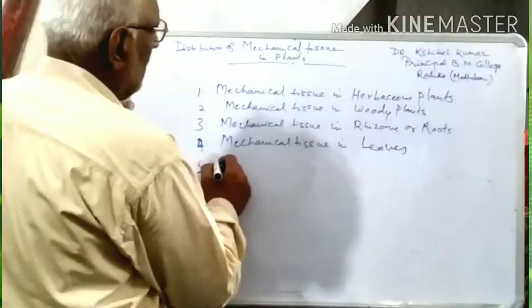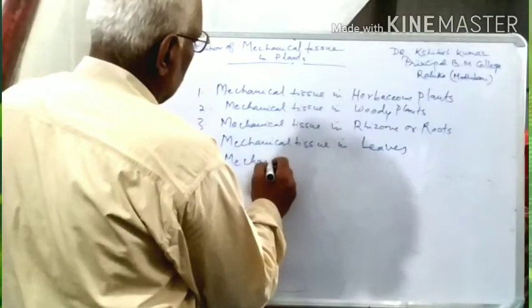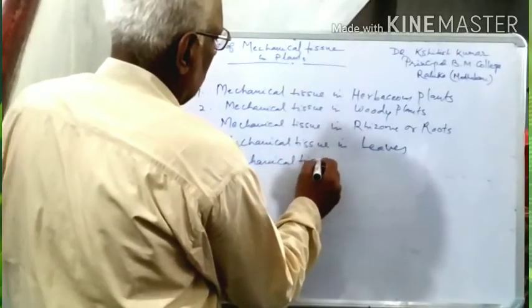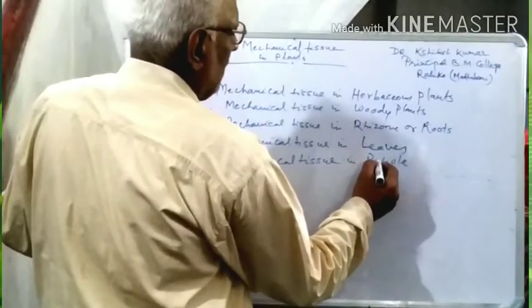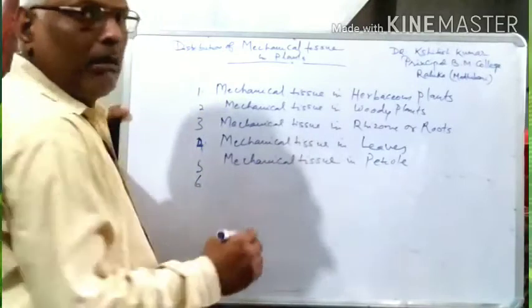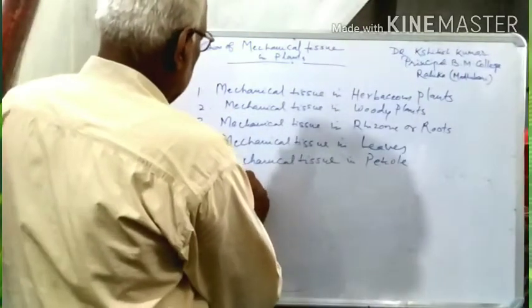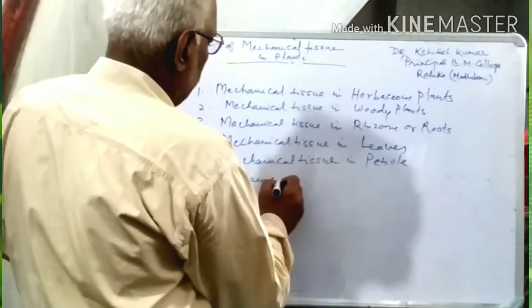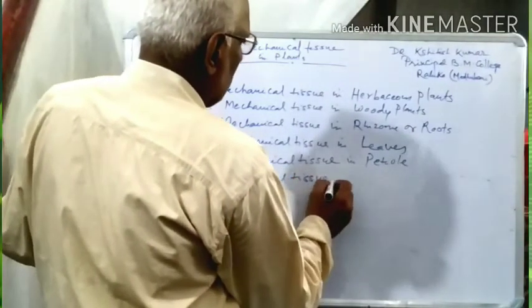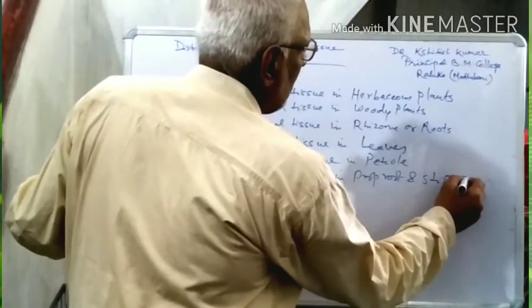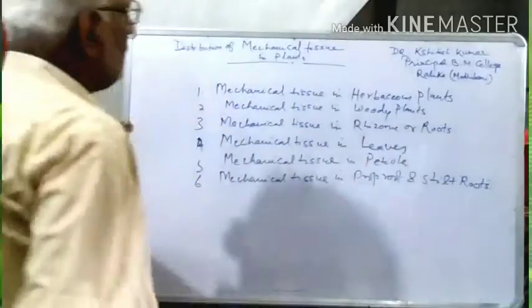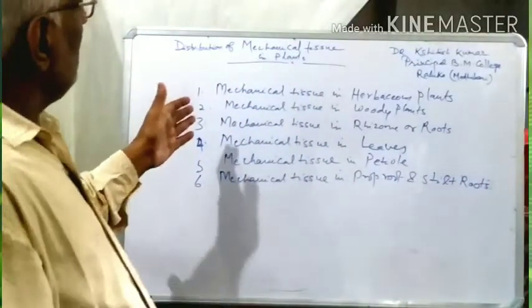Fifth, mechanical tissue in petiole. Next, mechanical tissue in prop roots and stilt roots. Now we discuss one by one.